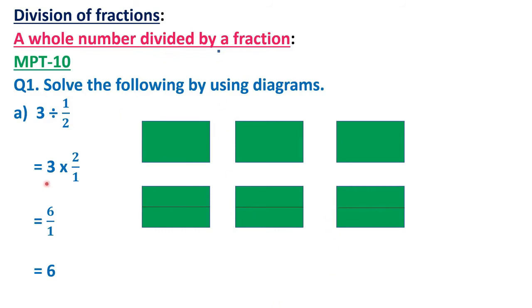So 3, and when we find the reciprocal of this, the division sign will change into multiplication, and 1 by 2 will change into 2 by 1. So 3 into 2 will give you 6 by 1. 6 by 1 means 6 only.